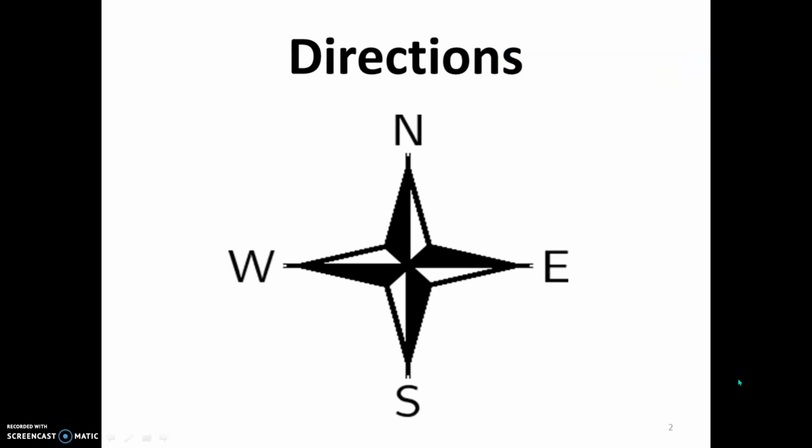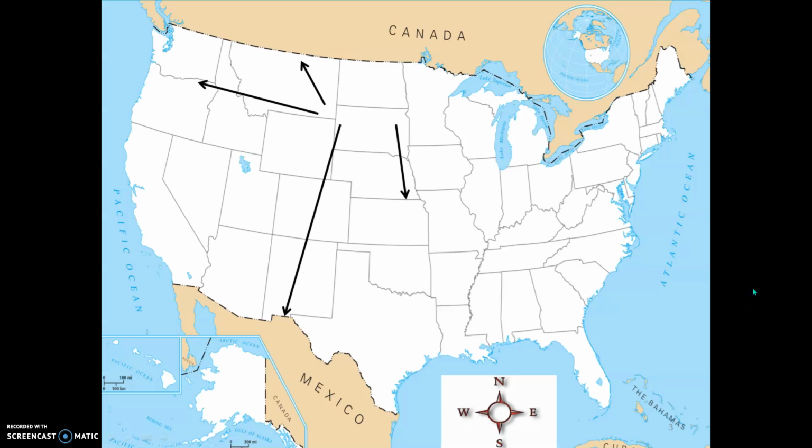First, let's make sure we know our directions. N stands for north. S stands for south. W is for west, and E is for east. Great. Now that we know our directions, let's look at a map of the US.